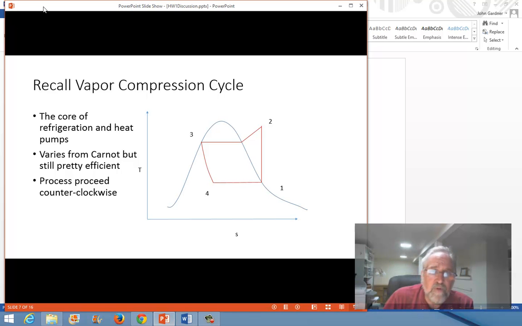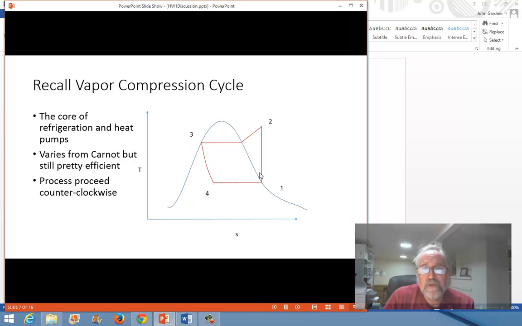So we've seen this before. This is the TS diagram of the vapor compression cycle. I've taken this right from the previous video. I added the state numbers here, so just to walk you through it again, this is the inlet of the compressor, state 1. It's saturated vapor. It's sitting on the saturation dome. It's at low pressure and low temperature.